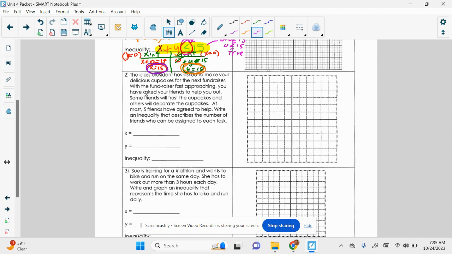Some friends that you asked to help out will frost the cupcakes, and others will decorate the cupcakes. Ooh, so those are the two jobs people will be doing. So I'm going to write those things out. Those are the two different things that are going to change.